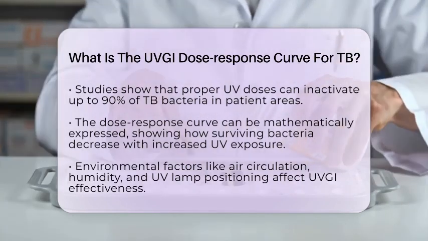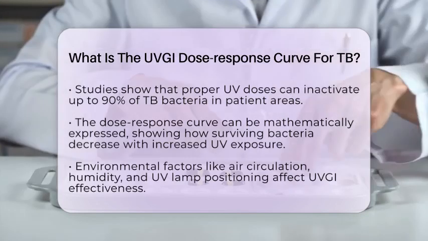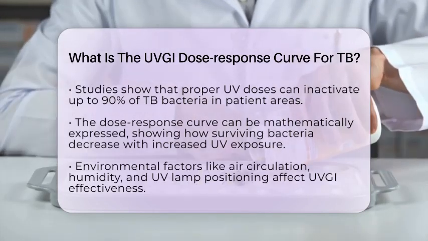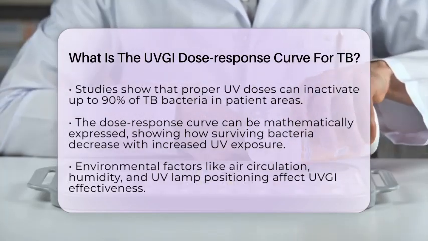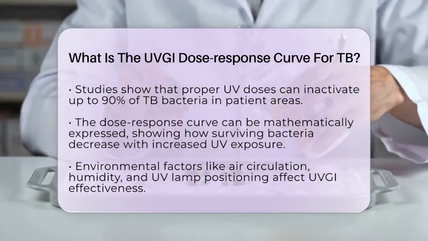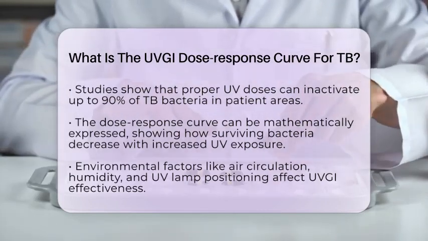However, the effectiveness of UVGI is influenced by environmental factors. Things like air circulation, humidity, and the positioning of UV lamps play a crucial role in how much UV light the TB bacteria actually receive.